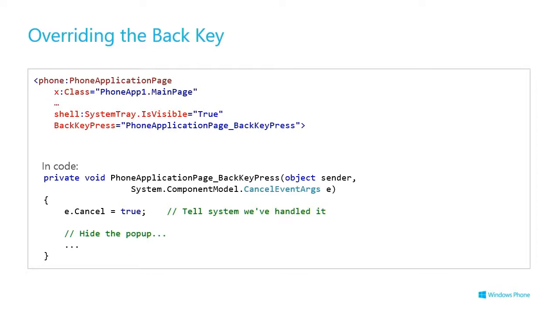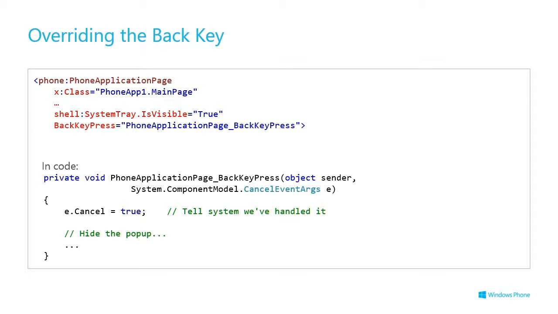You override the back key. There is an event called BackKeyPress on the page, which you can hook. Here we've got an example of hooking it in the actual XAML at the top of the page there. BackKeyPress equals, and then the name of the event handler. And then down below it, you can see the code of the PhoneApplicationPage BackKeyPress event handler. So it has this CancelEventArgs that's passed into it.